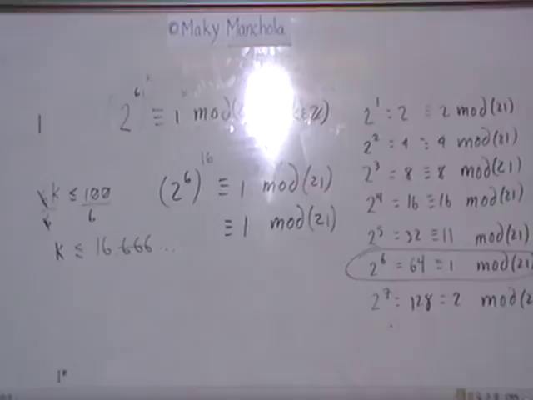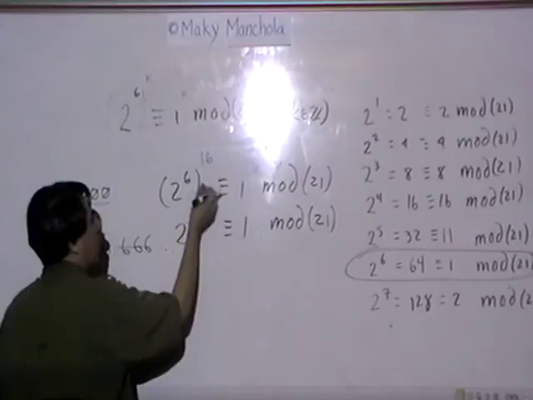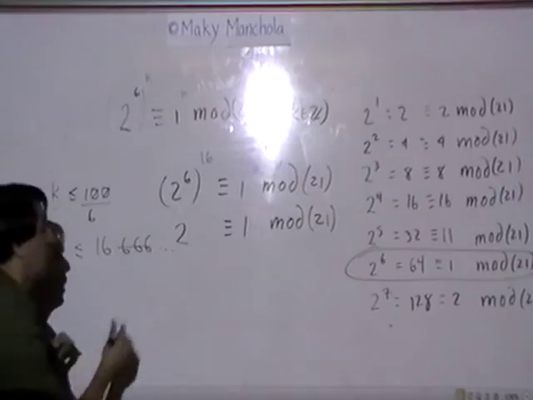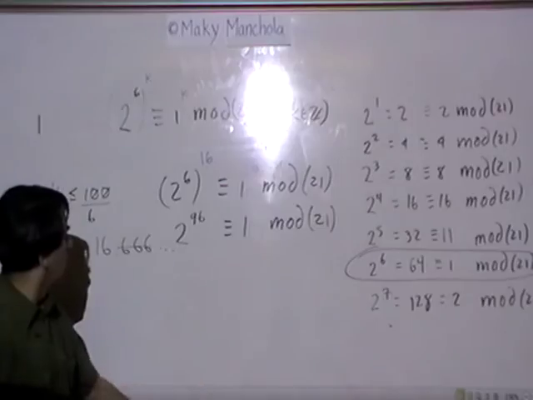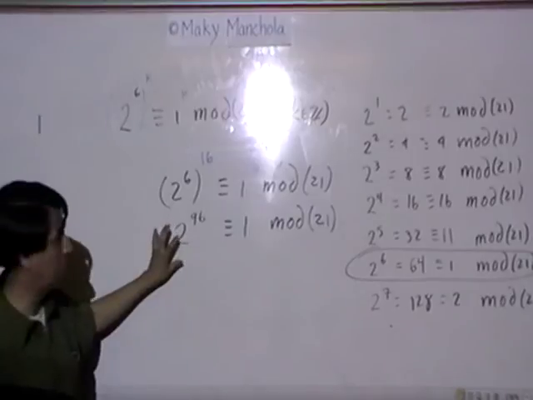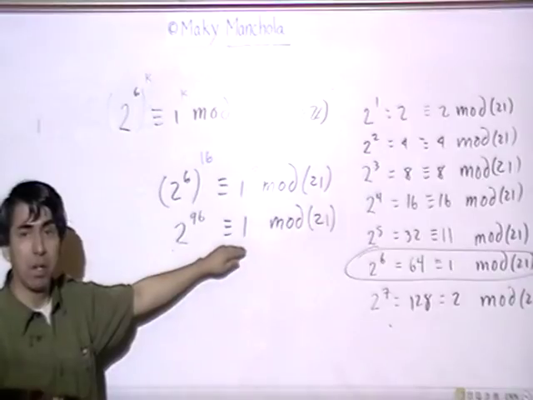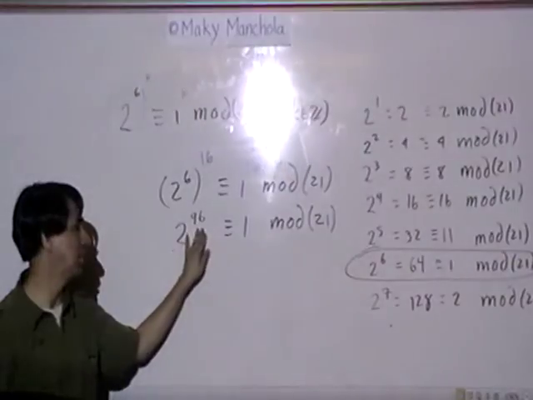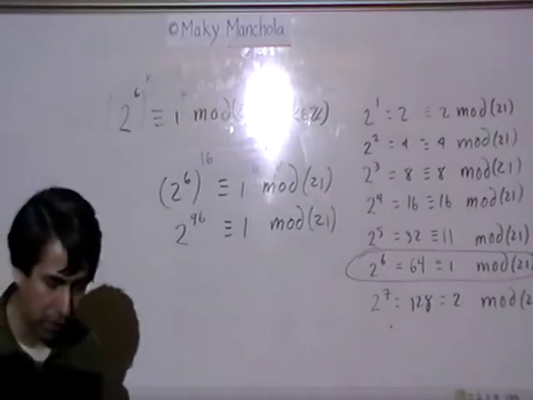Left hand side, 2 to the 6 raised to the 16 is 2 to the whatever you get from the multiplication 6 times 16. That will be 96. You can put that in a calculator, 6 times 16. Now, if our question was reduce 2 to the 96 modulo 21, our answer would be 1, because that's the remainder when dividing 2 to the 96 by 21. But our question said reduce 2 to the 100th.